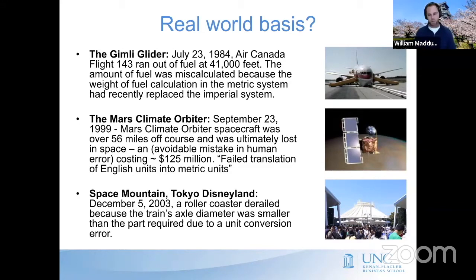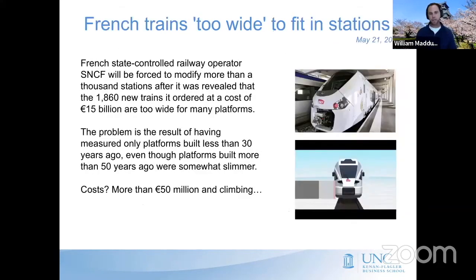The Mars Climate Orbiter had a problem because of a conversion error across two virtual teams working in Colorado and California. And then one example, when I was living in France and working at INSEAD, the French government takes a lot of pride in especially their high-speed rail network, but they had an issue where they assumed that train station platforms were the same size across the entire country, and that wasn't the case at all.